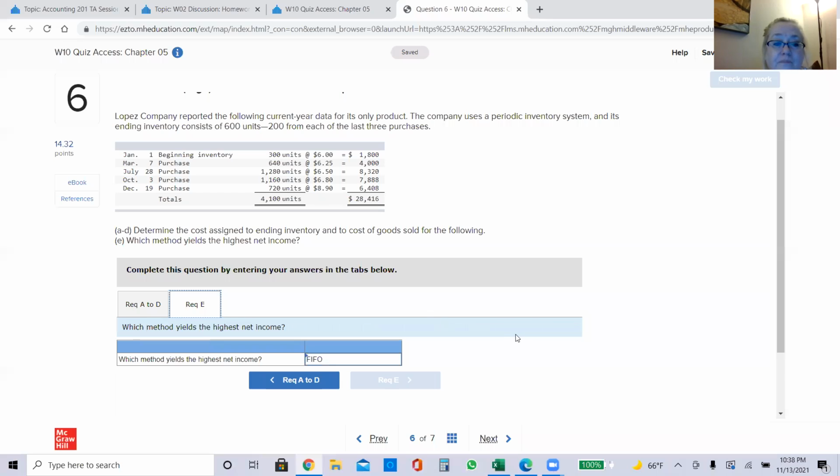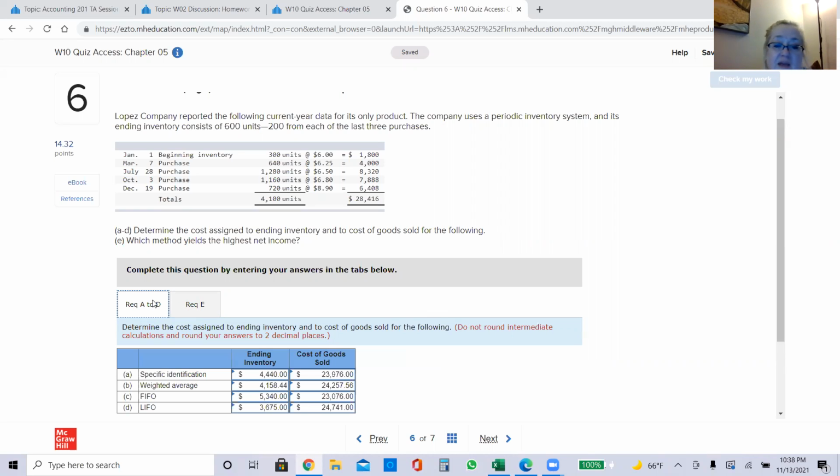And then which measure yields the highest net income? It's the FIFO, and the reason being that its cost of goods sold is the lowest, so it has the lowest cost.